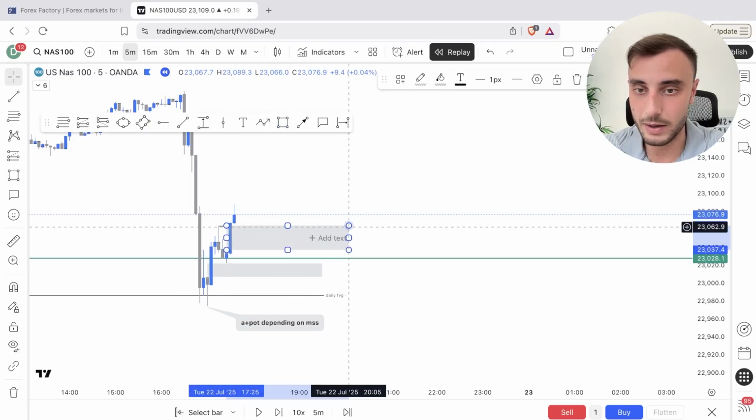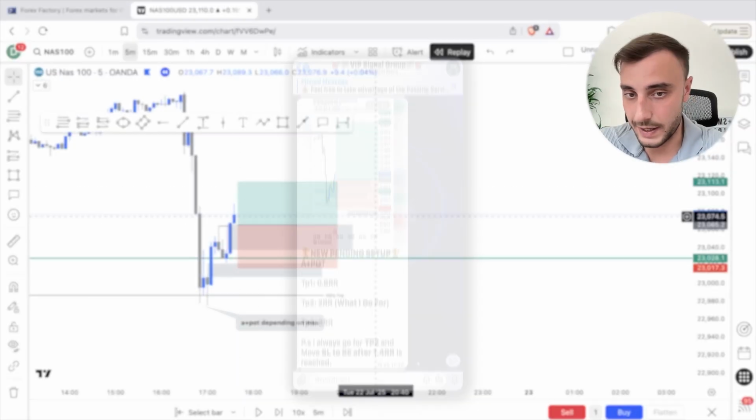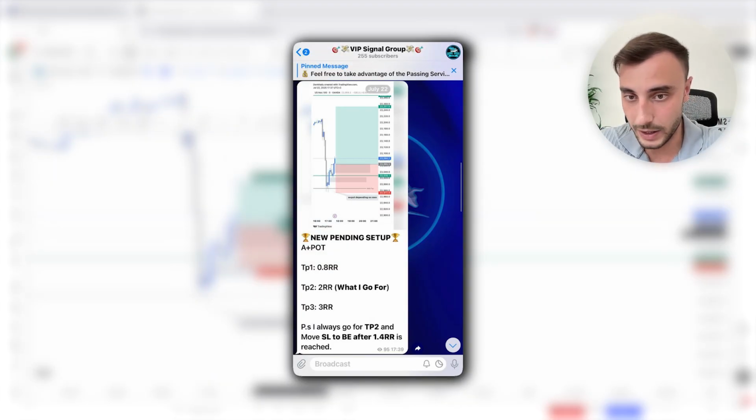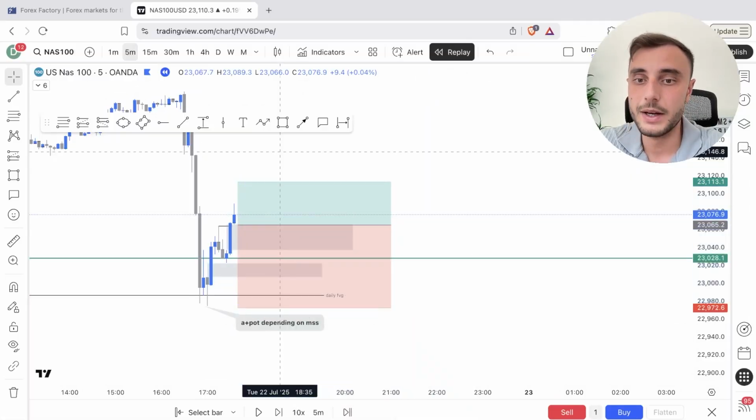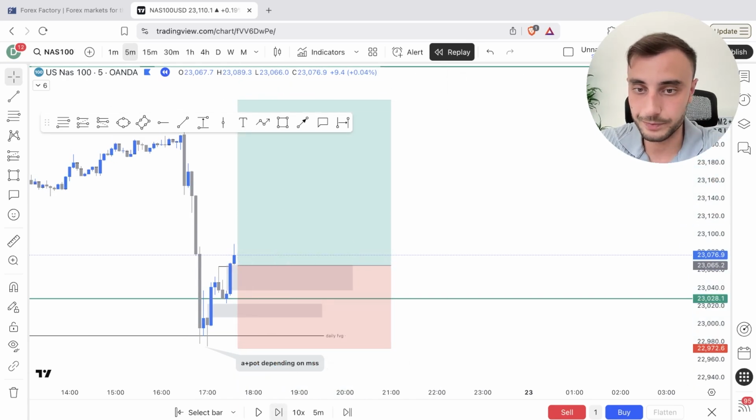On the second one, I wanted to enter. I placed my buy limit, and then of course I sent the trade in my community as well. Stop loss below this low, and then I targeted 2 RR. Okay, this was it. Now let's play the price.